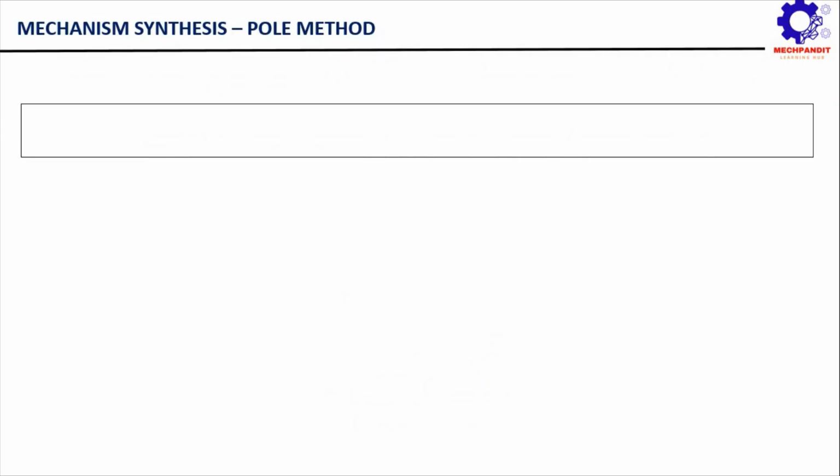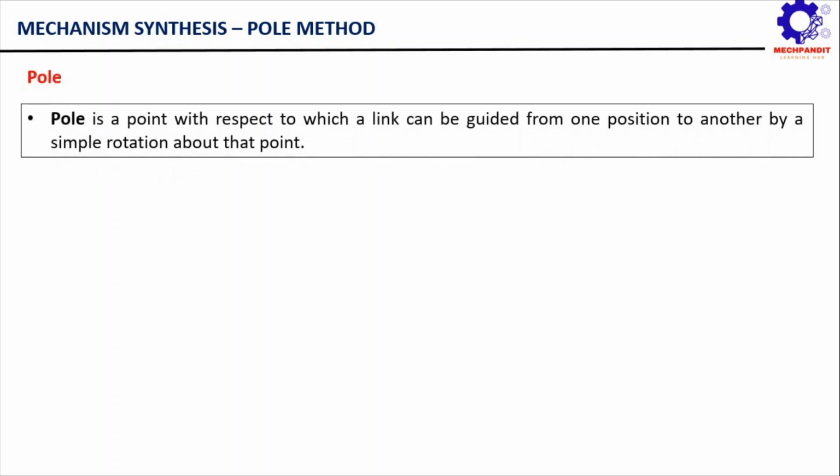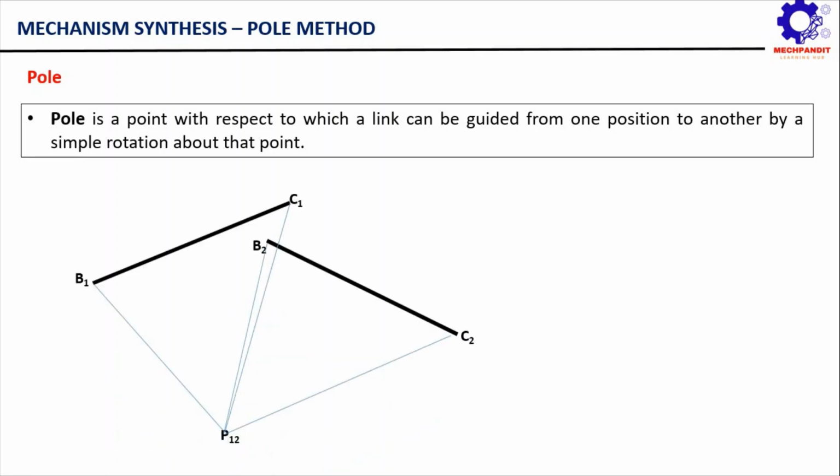So let us first understand what is meant by a pole. A pole is defined as a point with respect to which a link can be guided from one position to another by a simple rotation about that point. Let us understand this definition through a diagram.